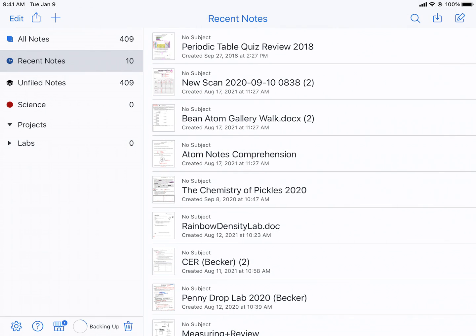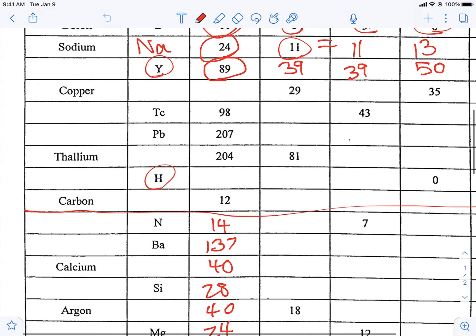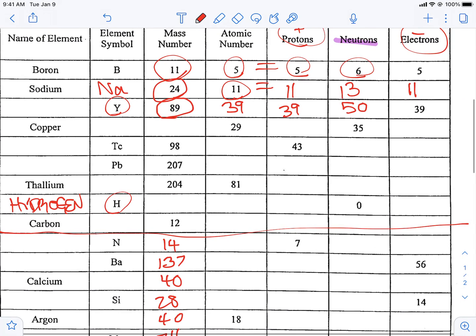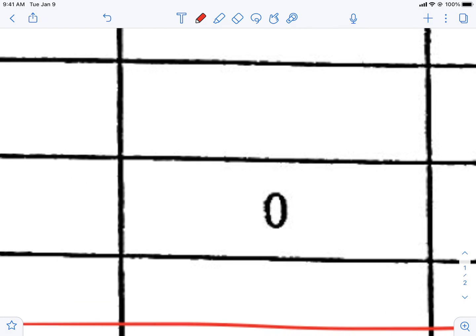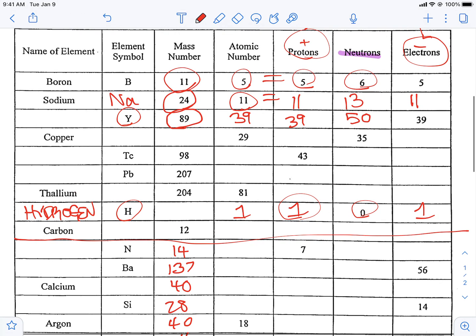So we go back and we hit this document, and for hydrogen, we're going to write its name. And then we're going to write its total number of protons. So its atomic number is 1, its protons are 1. For electrons, it will be 1, but we have 0 neutrons here. So to find the mass, we need to add the protons plus the neutrons. So that would be 1 plus 0 equals 1.